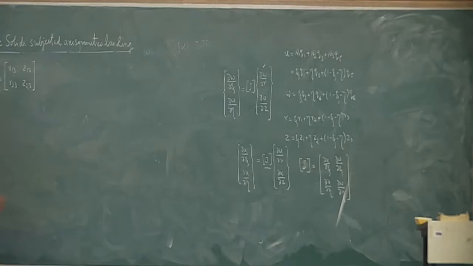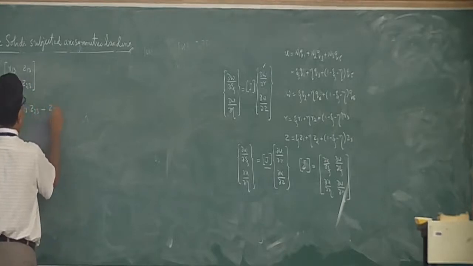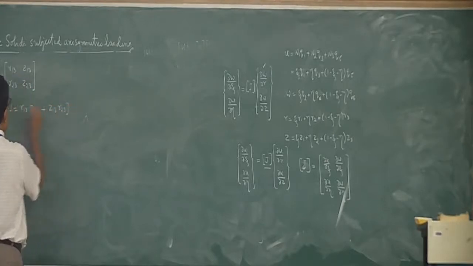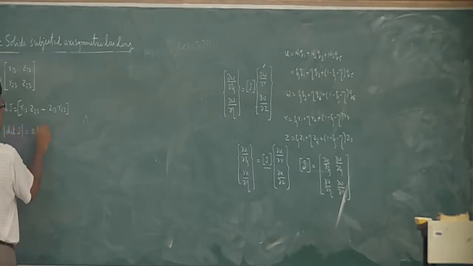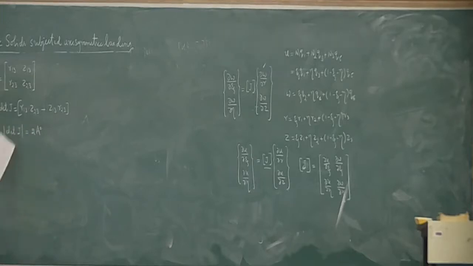here also, what is the determinant of J? It is equal to R13 into Z23 minus Z13 R23. With the help of this, I can find the determinant of the Jacobian matrix, because ultimately, when I want to find the real values, and this you already know, the mod of determinant of J is always equal to 2 times the area of the element.